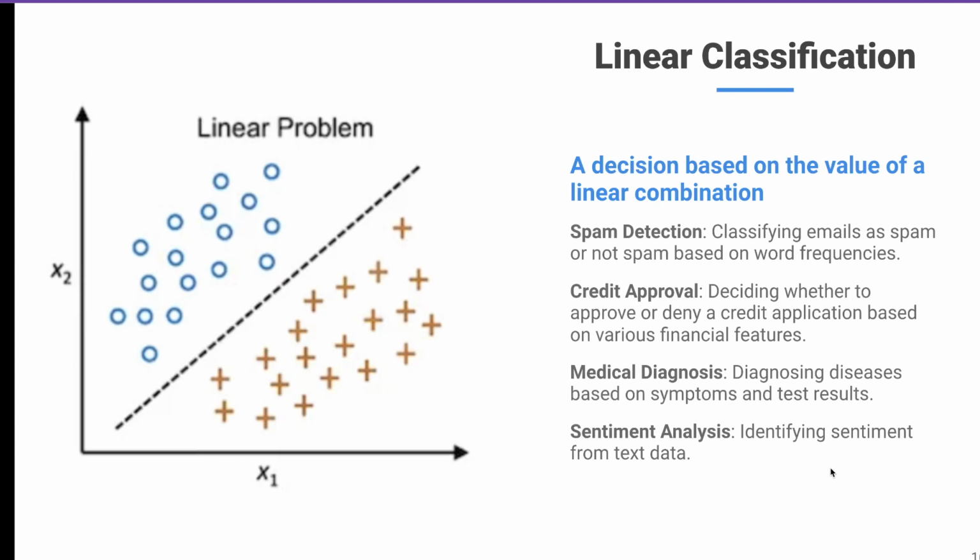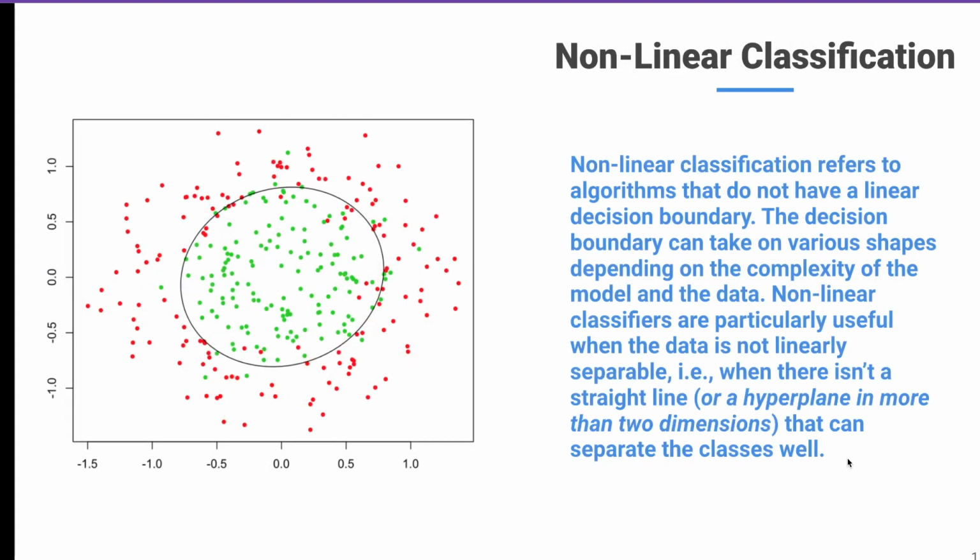Okay. Now, what about nonlinear classification? This is where classification gets neat and fun. So I can't draw a single straight line through that two-dimensional graph. But I have to figure out a way to separate it out. So nonlinear classification methods, while a little bit more complex, can do that. So nonlinear classification refers to algorithms that do not have a linear decision boundary. The decision boundary can take on various shapes depending on the complexity of the model and the data.